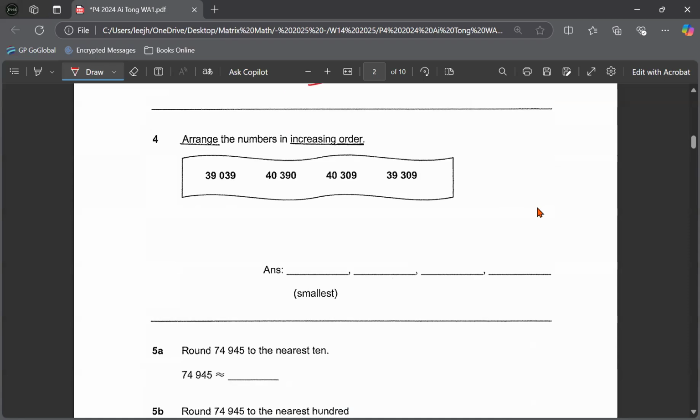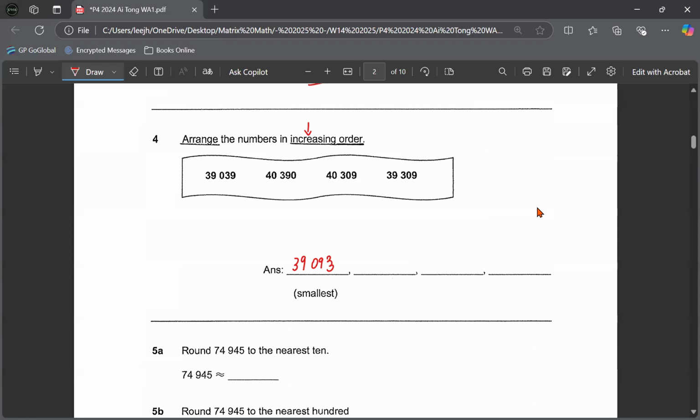Okay, now we go to question number 4. Okay, arrange the numbers in increasing. By now, you should know what's the meaning of the word increasing. It means from small to big. You can see that right here, the smallest. So the last one must be the biggest number. Compare these four numbers given. You will see that your smallest number is 39,093.